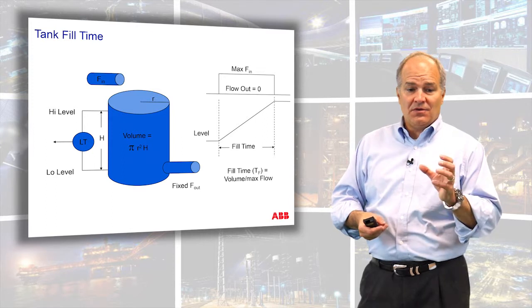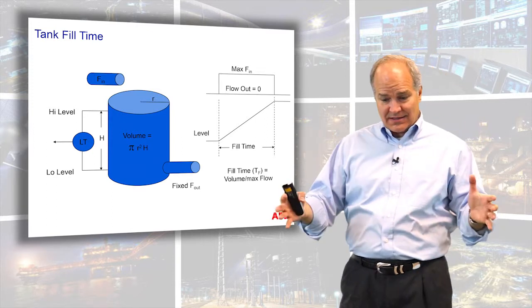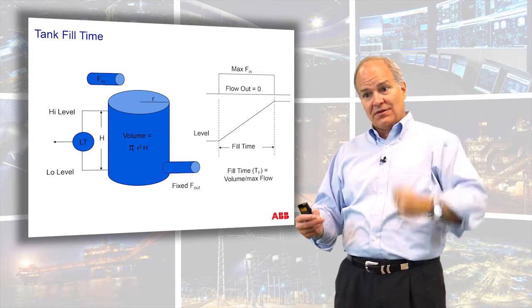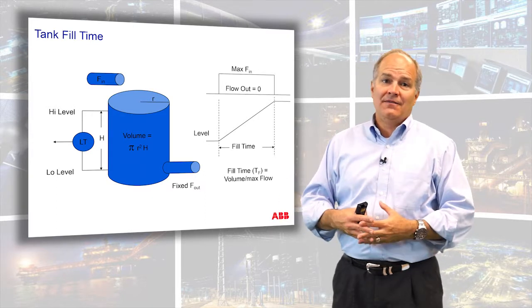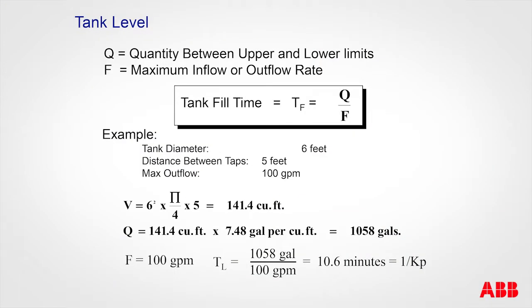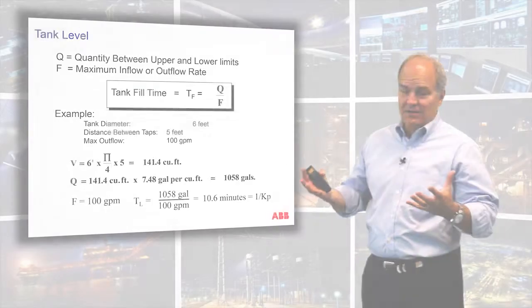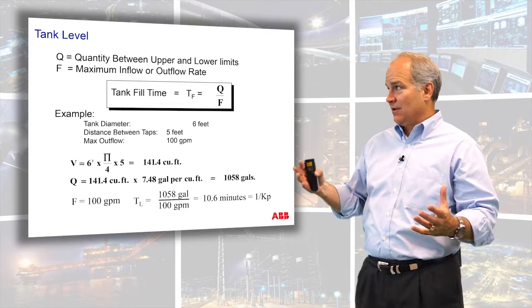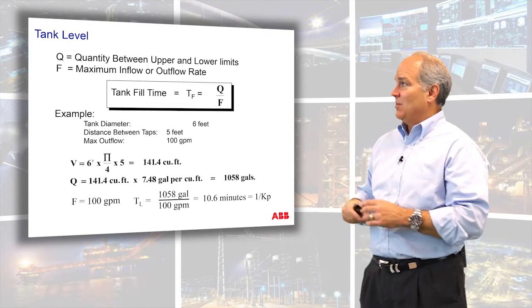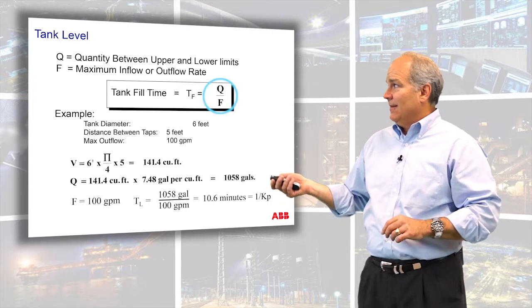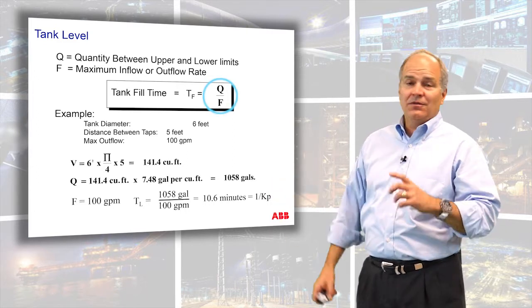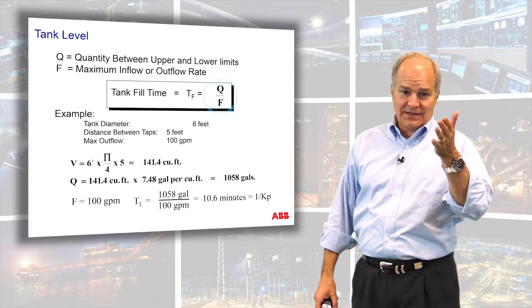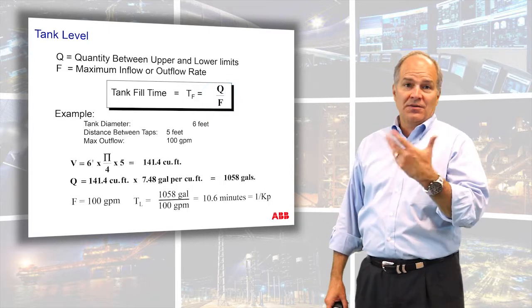So if you know what the capacity of the tank is and you know how fast you can fill it or empty it, you can calculate the fill time. And here's an example of that. The tank fill time is defined as the volume of the material between the high and low reference points on your transducer for your level transmitter, and the maximum flow rate. So basically your volume divided by flow; flow is like say gallons per minute and your volume's in gallons, so you get minutes.